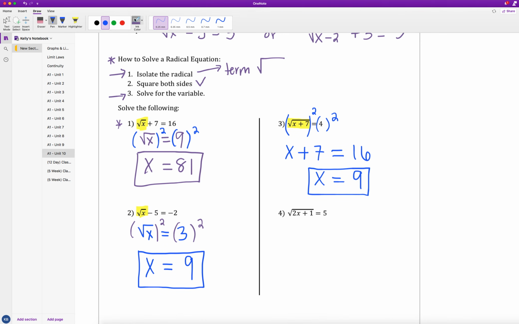Let's look at example 4. So example 4 says the square root of 2x plus 1 equals 5. Why don't you guys pause the video and solve example 4 on your own first? Okay, let's check example 4.